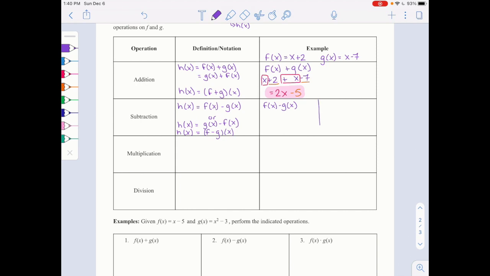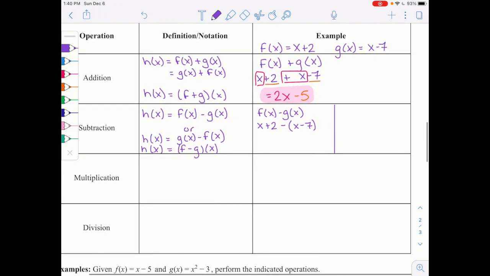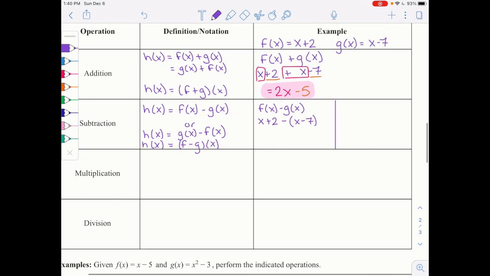So if I'm going to subtract g from f, I'm going to write down my f of x, and then I'm going to subtract, and I need to put g of x in parentheses because I want to subtract the entire function. So I need to subtract each part of it. That's why I put it in parentheses. And then I'm actually going to distribute that negative. So it's going to be x plus 2 minus x plus 7.